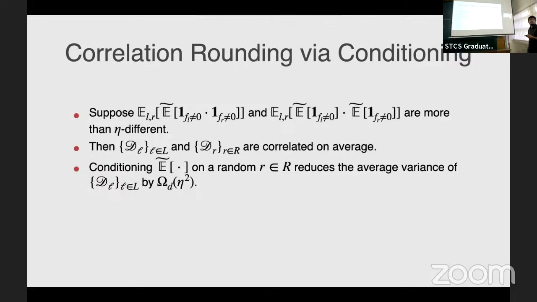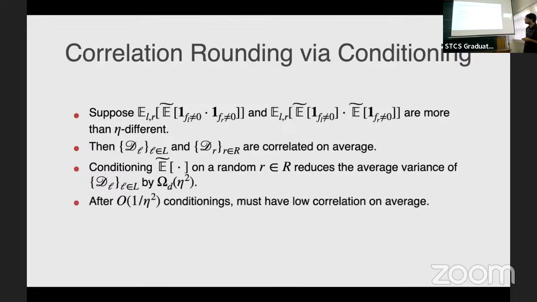It's similar to saying that if vectors are correlated, you project them orthogonal to the other, and that reduces the norm. So after 1 over eta square conditioning, this can't go on. This eta square decrease in variance, variance is bounded. So at some point, it must be that this is low correlation. And these are all constant. So eta will be some constant. Is all okay to do.